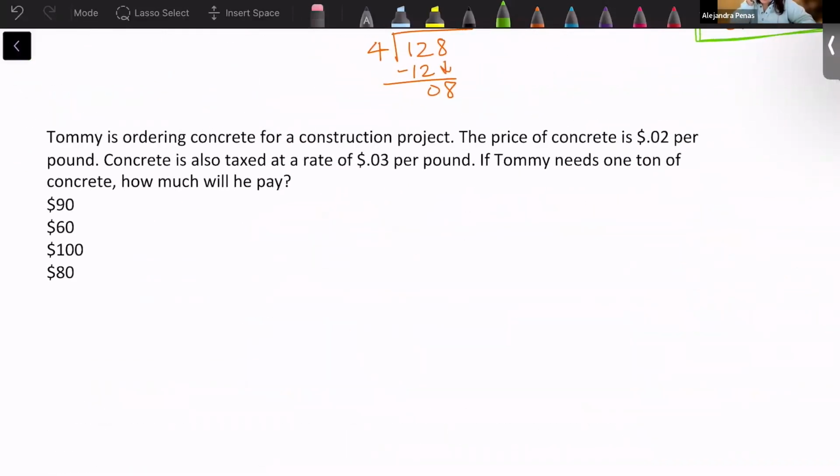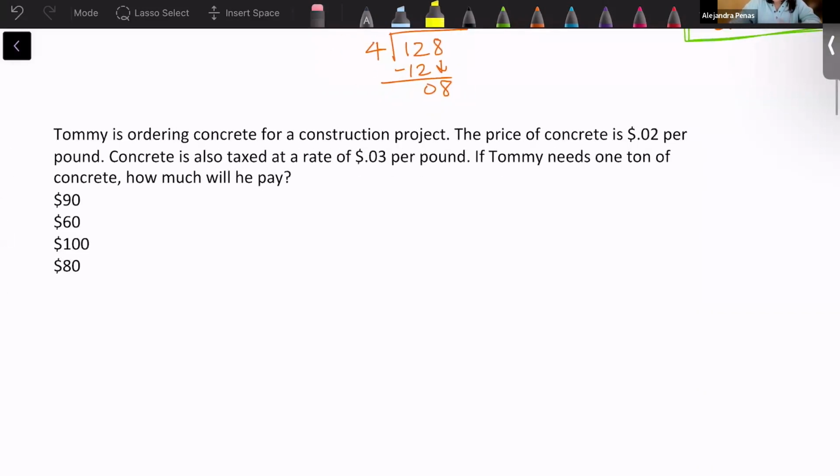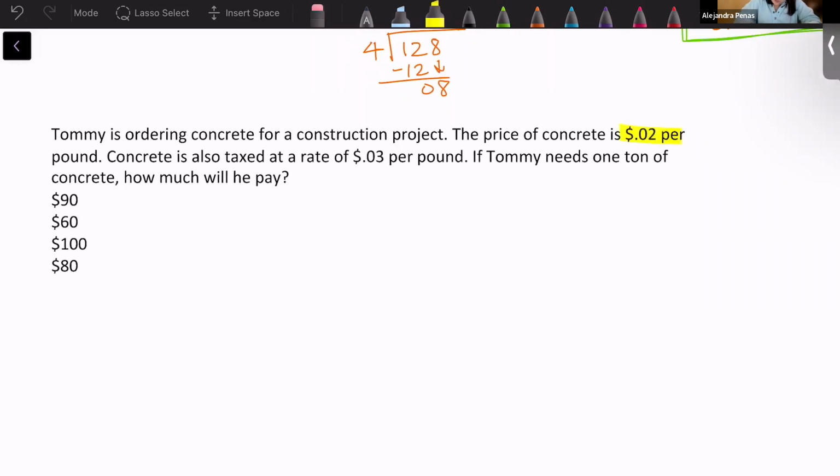So Tommy's ordering concrete for a construction project. The price of concrete is 2 cents per pound. Concrete is also taxed at 3 cents per pound. If Tommy needs 1 ton of concrete, how much will he pay? So this is an algebra word problem. They're telling us that it's going to be 2 cents for each pound plus an additional 3 cents for each pound. So how much is he going to really pay in total?